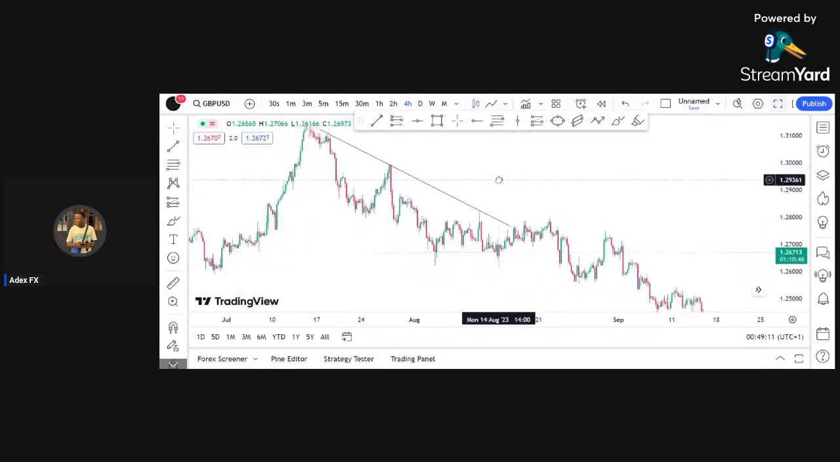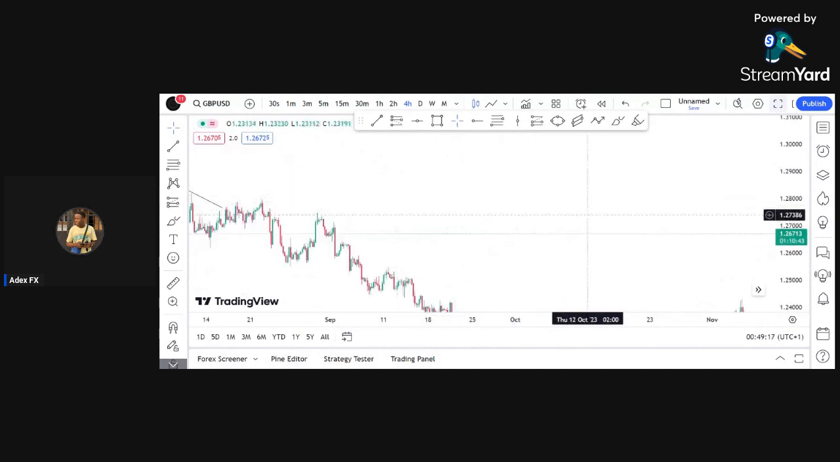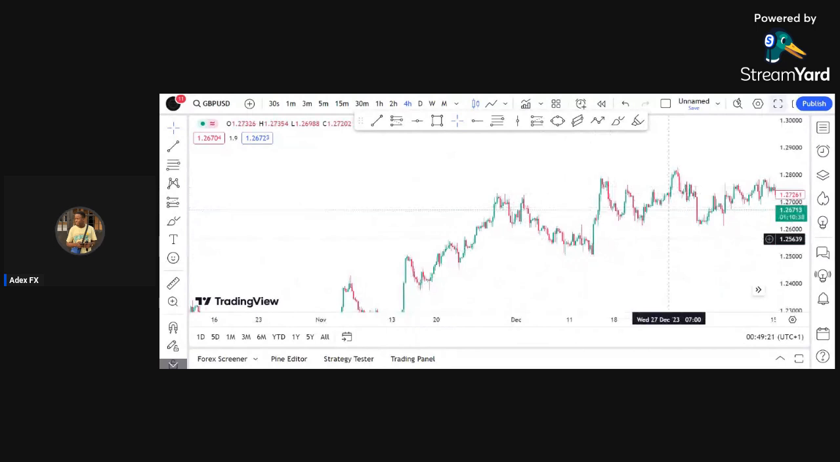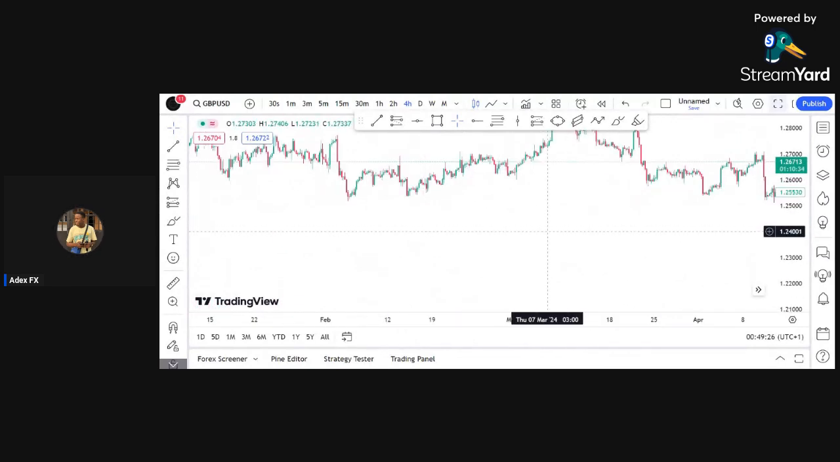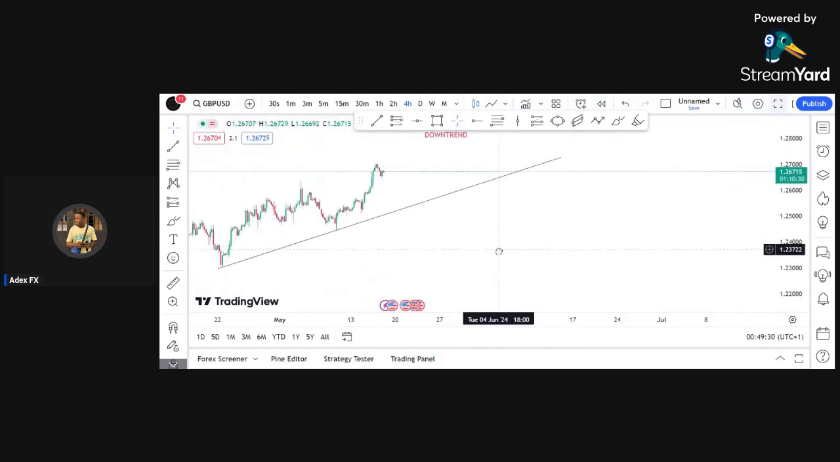So in order to have a valid trend line, you need at least two touches on that trend line, first of all, before you can know if a trend line is valid or not. So that is that on trend line. And don't forget, let me explain how to trade trend line now.